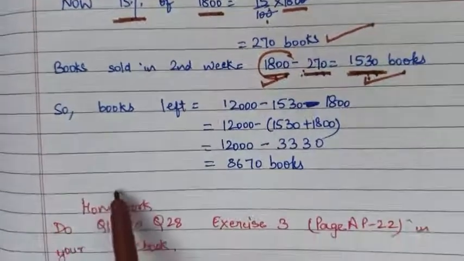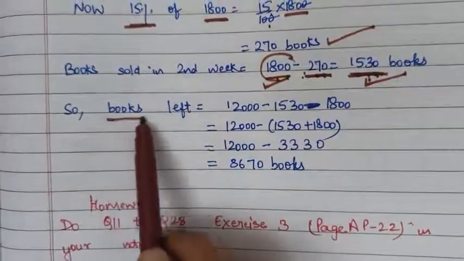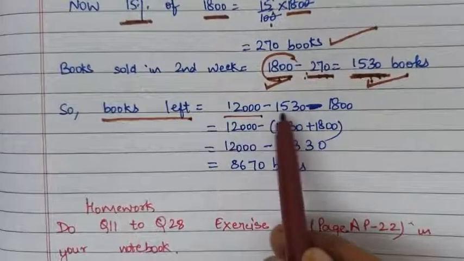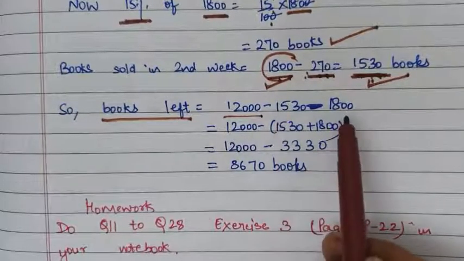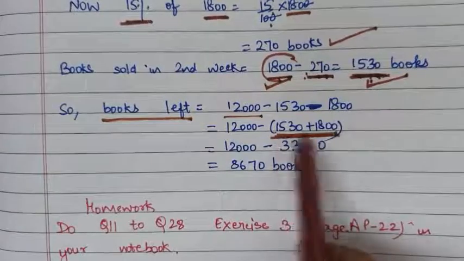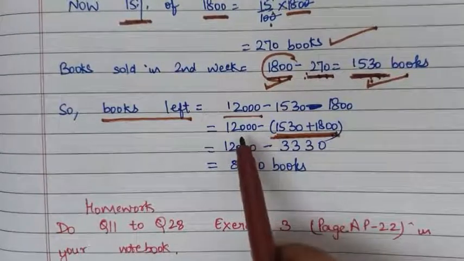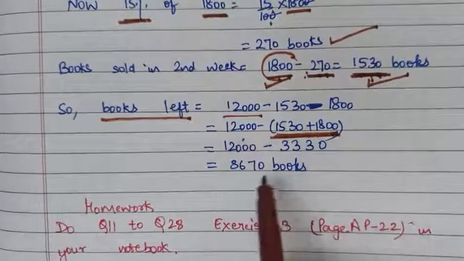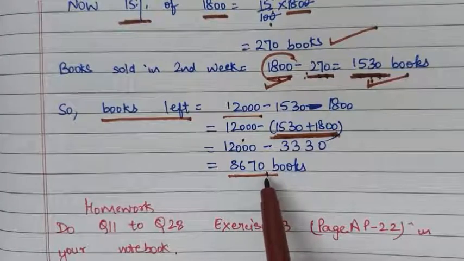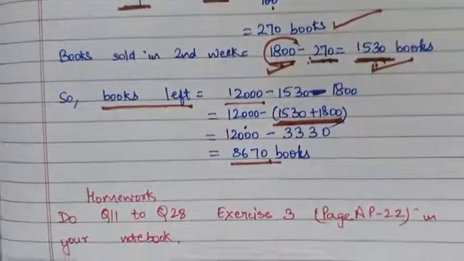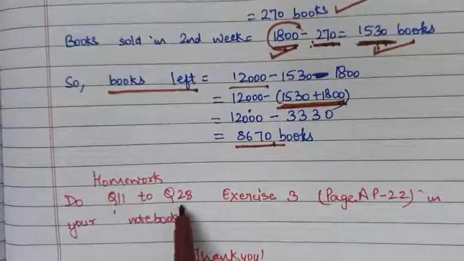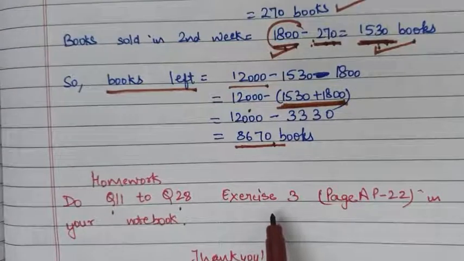So now you also have to find out how many books are left. So very easy. Total books minus books sold in the first week and then the second week. We have done the sum of both the weeks and subtracted from the total number of books. So finally we get 8,670 books.